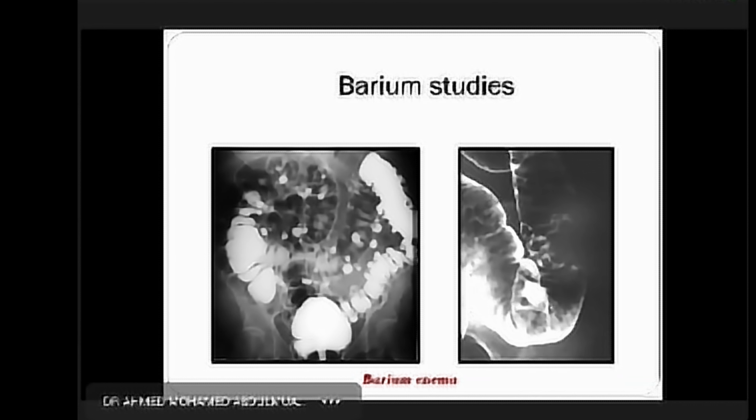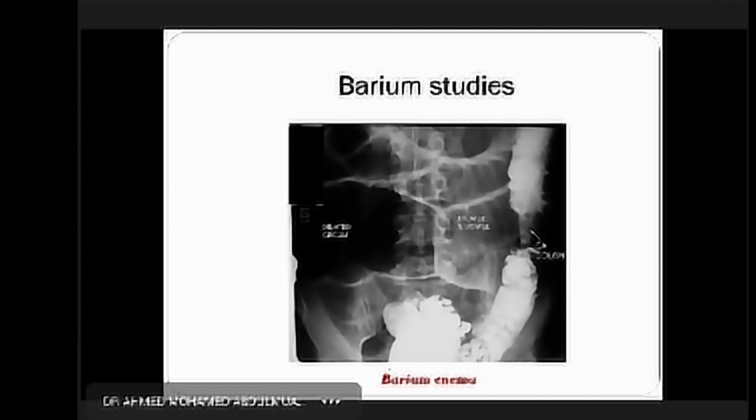So this is a double contrast barium enema. This is just colon carcinoma, and this is diverticulosis. So this is one of the indications for barium enema. Barium enema is the best examination to show if there is any pathology within the large bowel, whether diverticulosis, carcinoma, and other diseases.